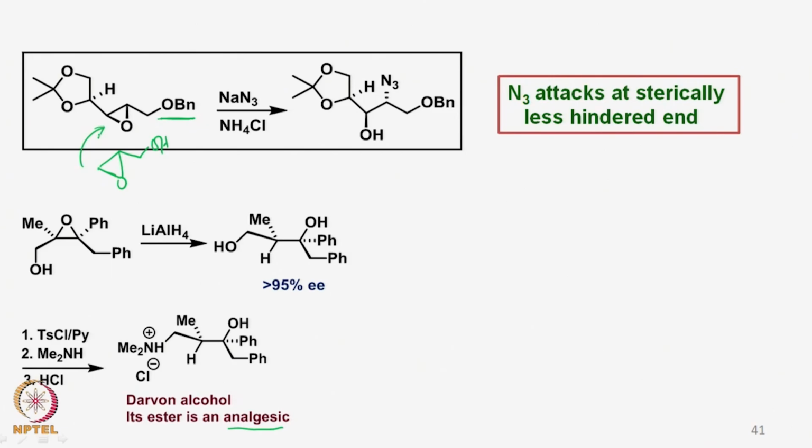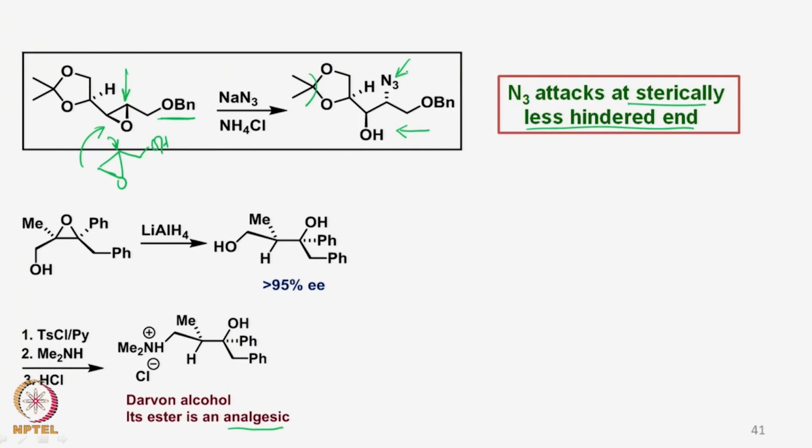Now this is not the same as opening of the epoxy alcohols that we discussed so far. Here now sodium azide and ammonium chloride based reaction occurs at this center. So it is not a terminal epoxide, but the opening of the epoxide is taking place in such a fashion that the sterically less hindered end of the epoxide is where the azide attacks. Now this particular molecule, of course, we can then carry out further transformations by hydrolysis, by reduction and so on.